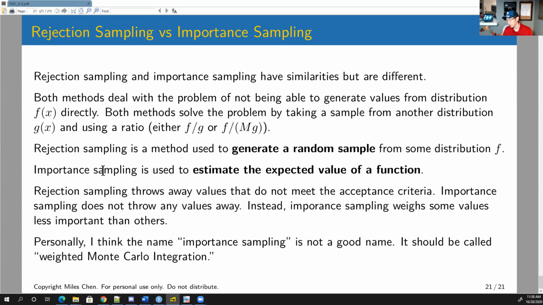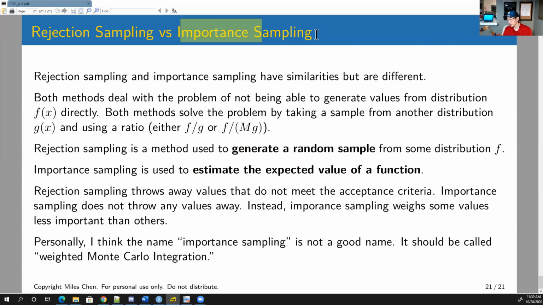Okay, here's the important distinction. Rejection sampling is a method to generate a random sample from some distribution f. So if you need a random sample, you use rejection sampling. Whereas importance sampling is used to estimate the expected value of a function. So we do Monte Carlo integration or Monte Carlo estimation, and we need to estimate the expected value of h of x given that x comes from some distribution f. That's when we use importance sampling. So rejection sampling is for generating a sample. Importance sampling is to estimate the expected value of a function. There are similarities, but they have different goals.